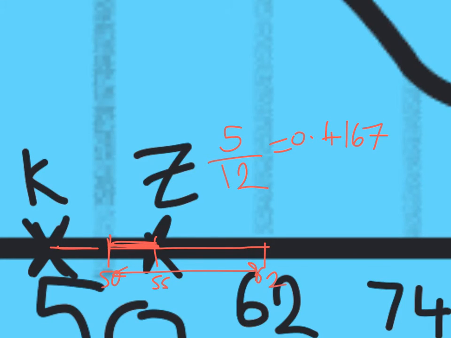And for Carwyn, what would the fraction be here? Well, Carwyn got 46, so it's negative 4 because it's 4 below, but still out of 12. Because his whole distance would also be 12, which is negative 0.3333, etc.